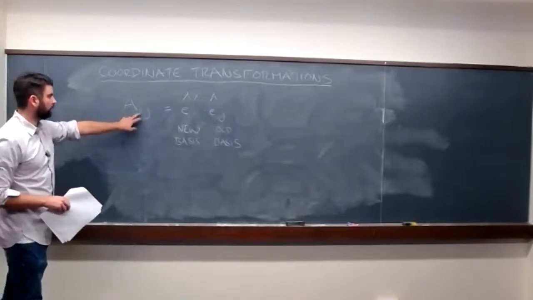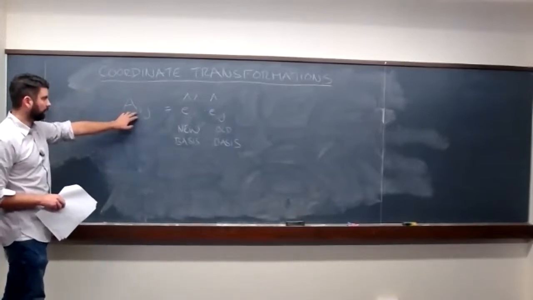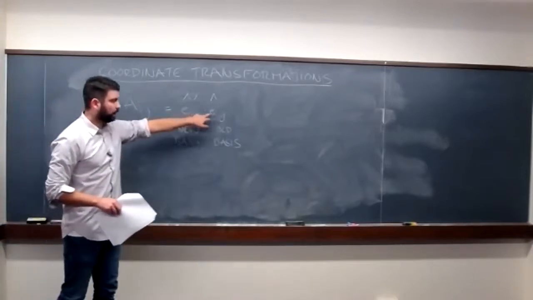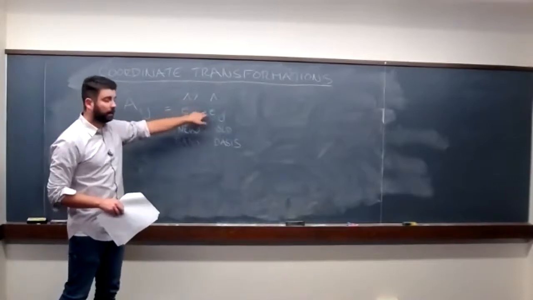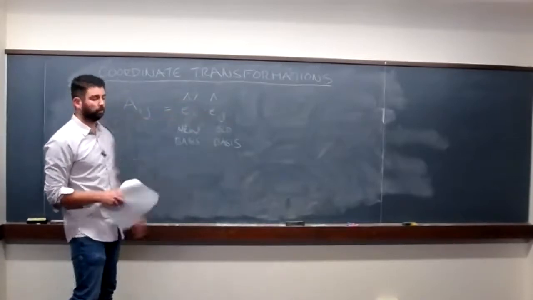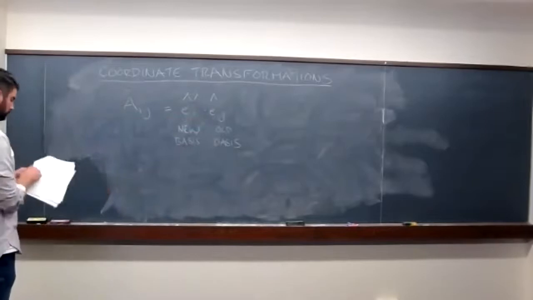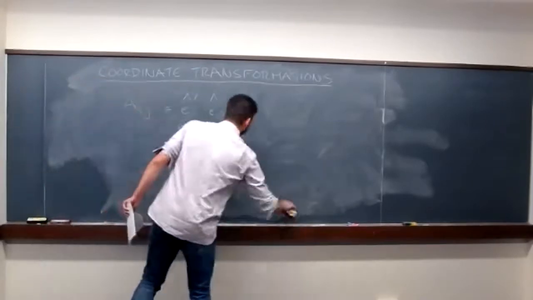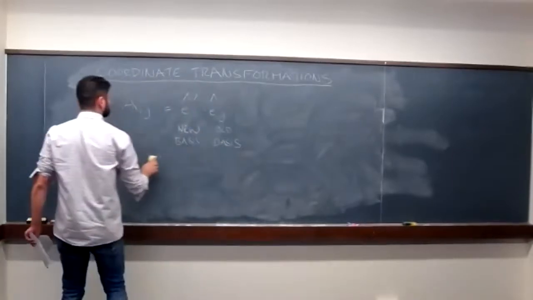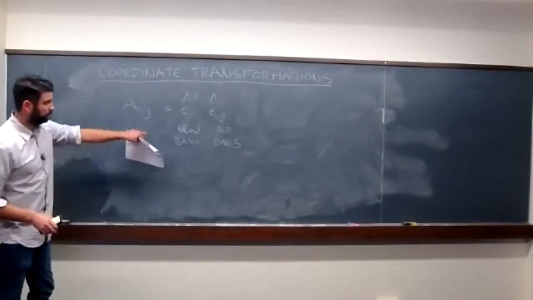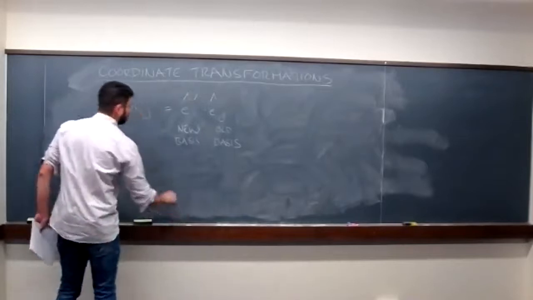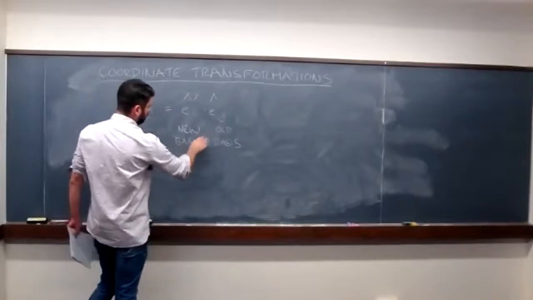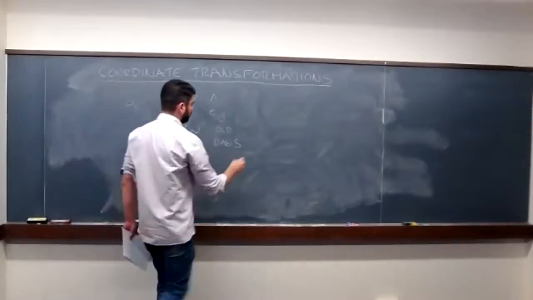So the first component of this coordinate transformation, so 1, 1, is the first basis vector in the new coordinate system, dotted with the first basis vector in the old coordinate system. And I also want to point out here that this convention that we have here, where we have the new basis first and the old basis second, is an arbitrary choice.